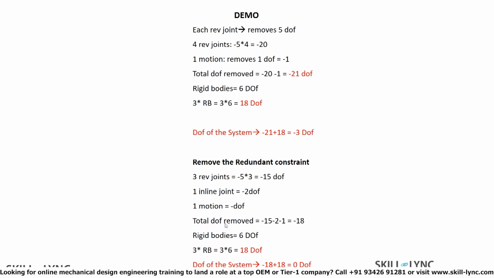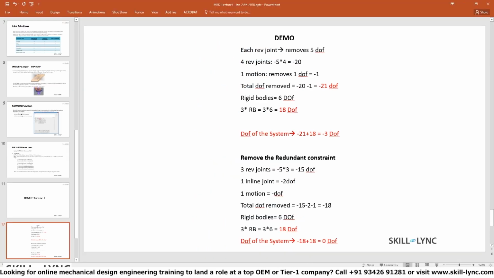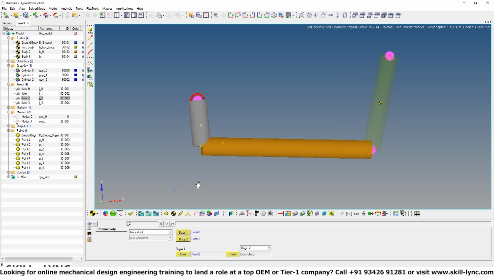So thus the total degrees of freedom removed will be negative 15, negative 2 and negative 1, which is negative 18 in total. And a rigid body will have 6 degrees of freedom, and there are 3 rigid bodies in the system. So 3 into 6 will give you 18 degrees of freedom. So negative 18 and positive 18 will give you 0 degrees of freedom, thus making it into a kinematic simulation.